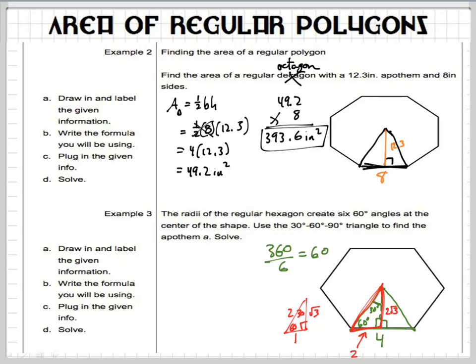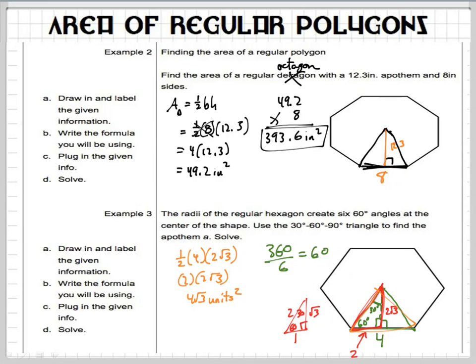What's the area of my apothem triangle? Let's see. We have 1/2 times 4 times 2 rad 3. Half of 4 is 2, so I have 2 times 2 rad 3, and when I multiply those, I get 4 rad 3. That's not going to give me units, so I'll just say units squared. That is the area of one apothem triangle. How many apothem triangles are in this hexagon?